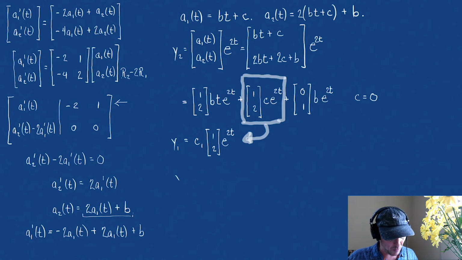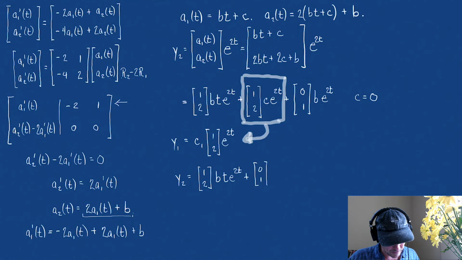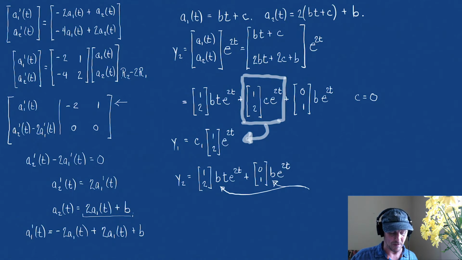And there it is. My y2 is equal to, I'm going to write the specific form and then our general. So it's 1, 2 times b t e to the 2t plus 0, 1 times b e to the 2t. And so b is just like our c1, but I called it b. I could have called it c2. So there's my general constant that's going to be affected by my initial conditions.